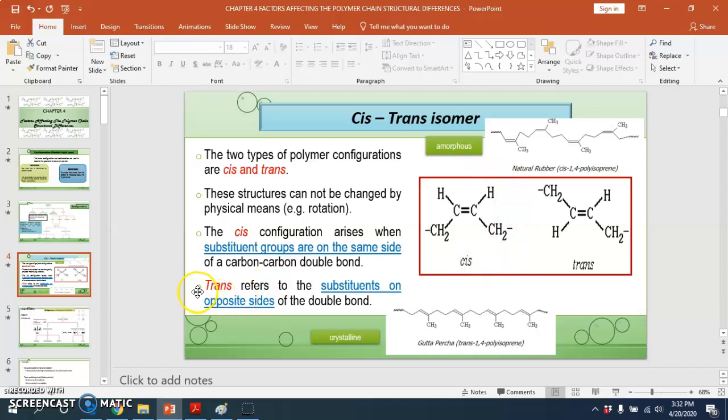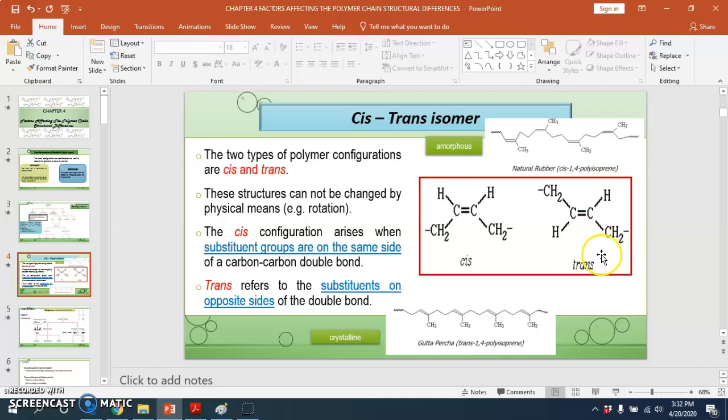While trans refers to the substituents on the opposite side of the double bond. This is the bulky side of trans-1,4-polyisoprene. Okay, it is on the opposite side. So trans-1,4-polyisoprene has a regular structure that allows crystallization.